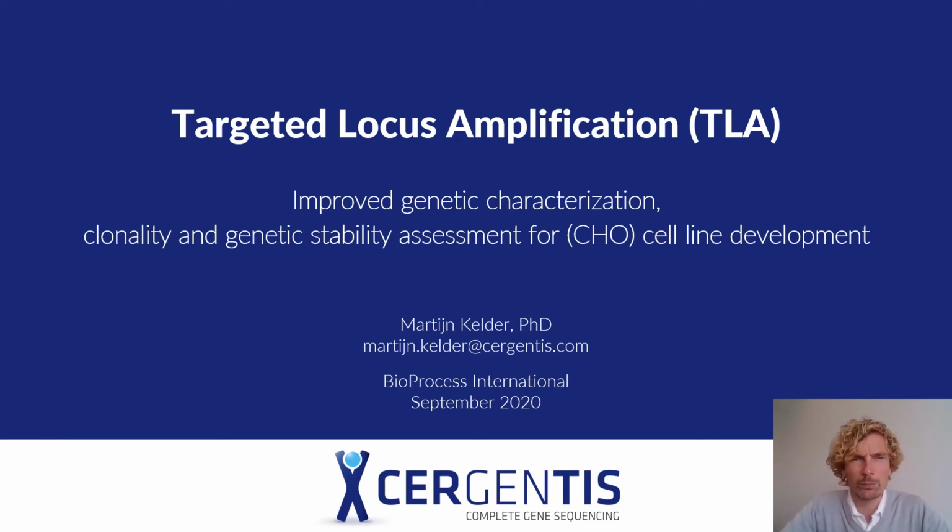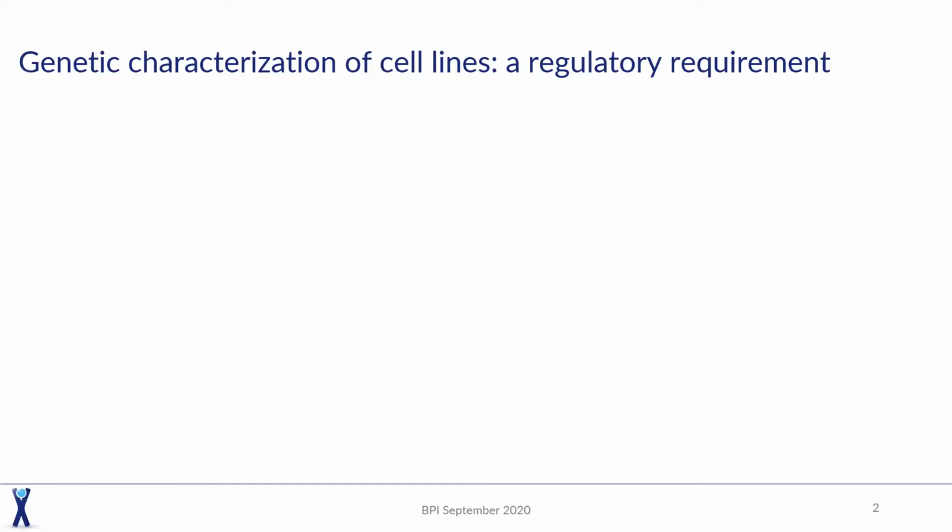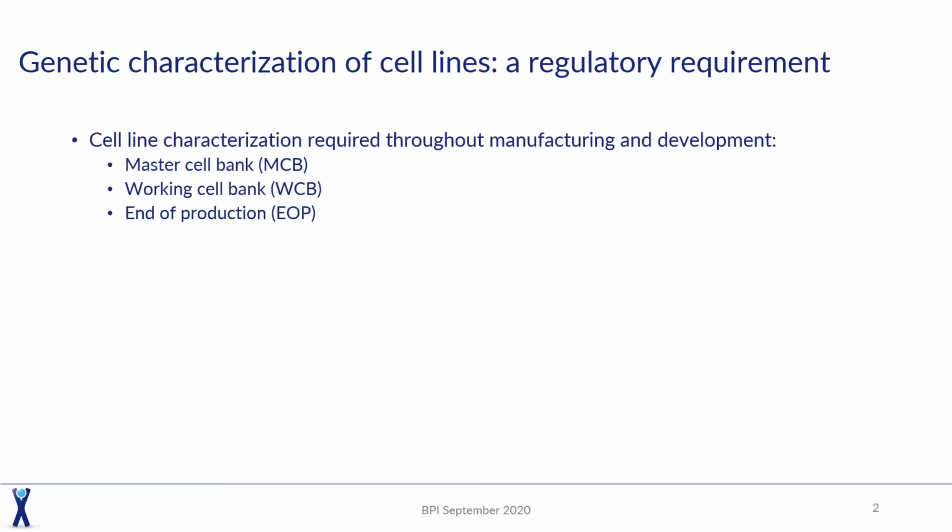It's been a while since we spoke at BPI, so we thought it would be of use to you to learn more about the updates in our offerings and how TLA is nowadays being used in cell line development and cell bank characterization. So just to jump straight in, genetic characterization of a cell line is a regulatory requirement, especially at the master cell bank stage, but also down the line, looking at your working cell bank and your end of production cell line.